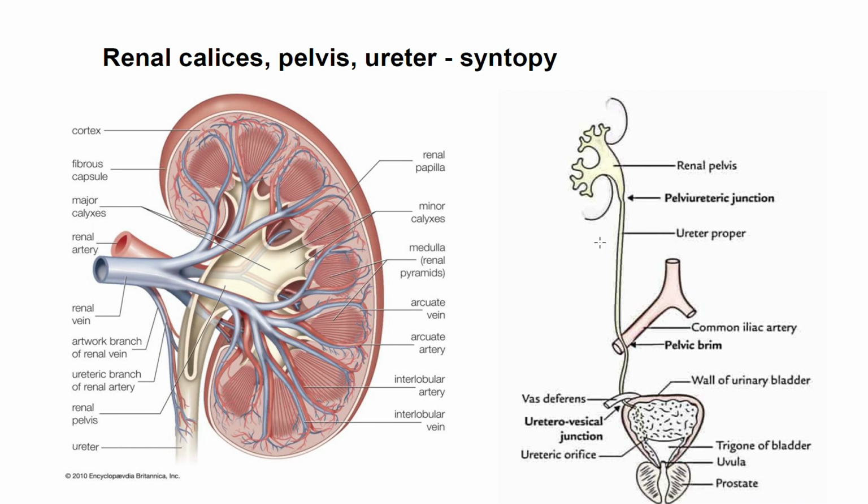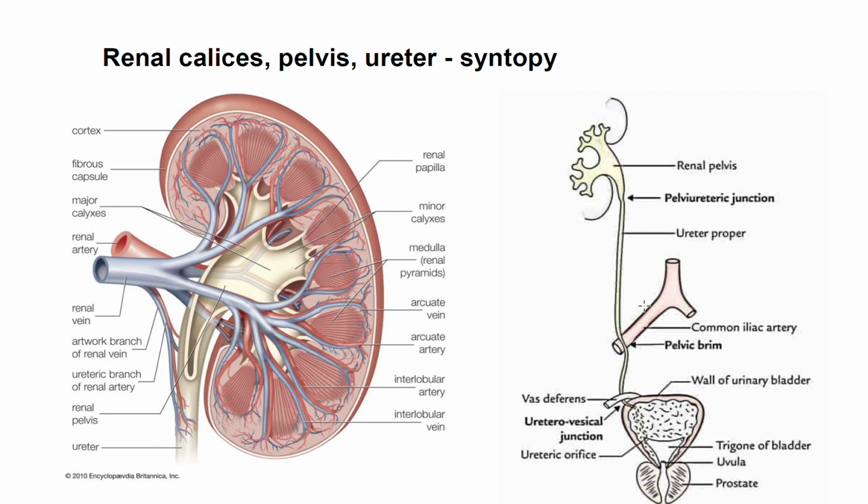Now, the abdominal part courses in the retroperitoneal space along the anterior surface of the psoas major muscle. At the sacroiliac joint, it crosses the pelvic brim, entering the pelvic cavity. Now, in the pelvic part, it courses in the lesser pelvis down the lateral pelvic wall at the level of the ischial spine. They turn anteromedially, moving in a transverse plane towards the bladder. And the intramural part passes through the wall of the urinary bladder.